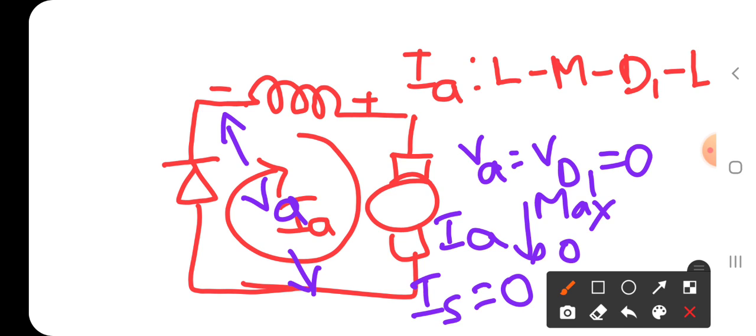Now you draw the waveforms in mode 3. IA will decrease from maximum to 0. Next, VA is 0 and IS is 0. This duration I will take as T1 to T2. Next, 0 to T1, T1 to T2. Next, third.